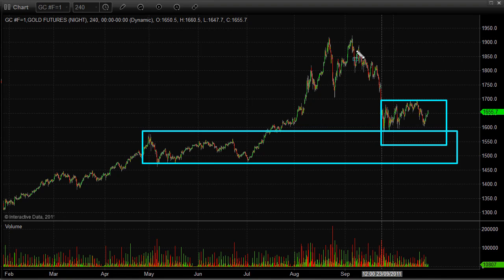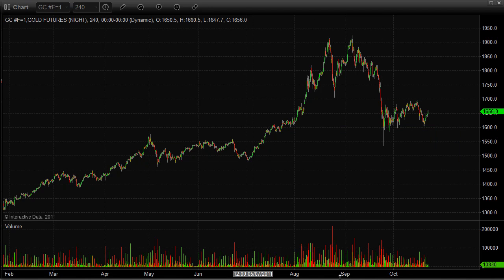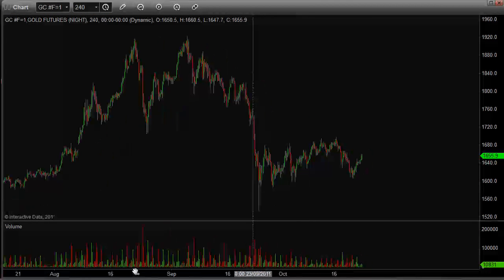Overall, the pattern still looks bearish in my opinion. It's starting to drag out a little longer, so it could be starting to form a base here as opposed to a consolidation. But right now, if we were to just quickly zoom in on this, you'll be able to see a little bit more of a bearish pattern on it.